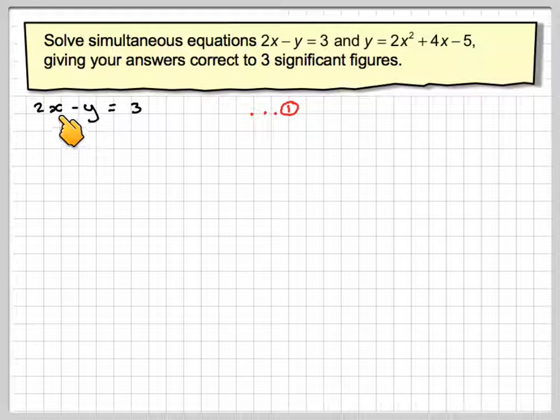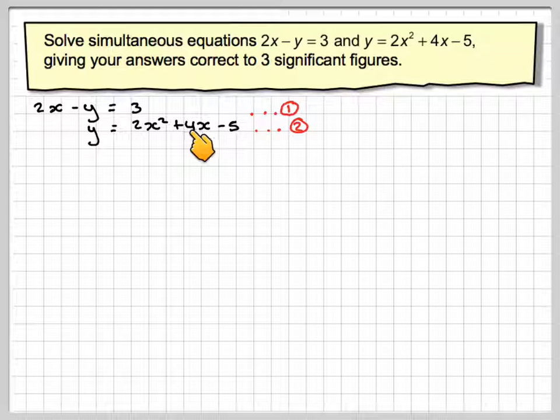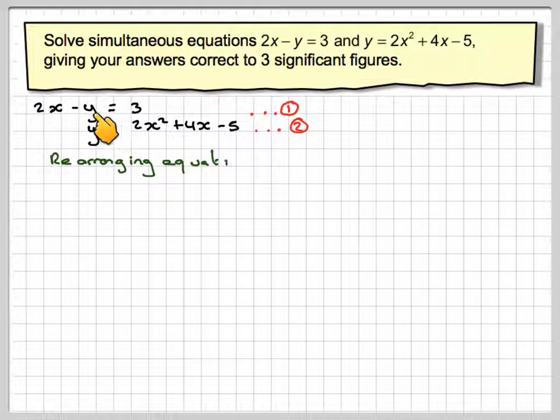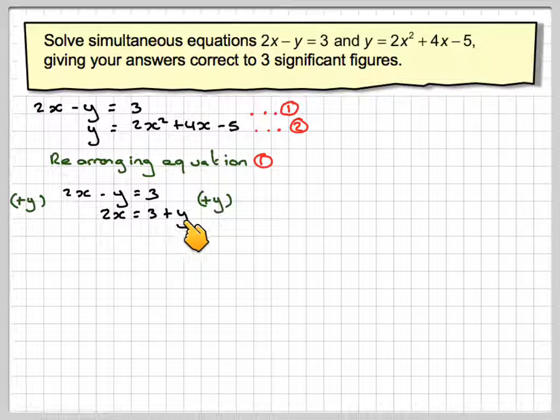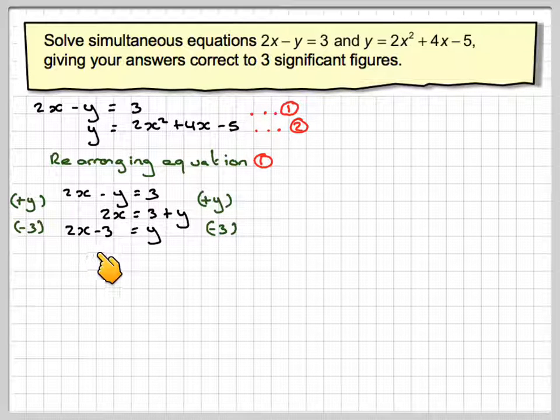So, writing down the equations, 2x minus y is equal to 3, call that equation 1, and y is equal to 2x squared plus 4x minus 5, we'll call that equation 2. Now, from equation 1, we need to rearrange it so that y is the subject. We've got 2x minus y is equal to 3. Adding y to both sides gives 2x is equal to 3 plus y. Then subtracting 3 from both sides, we get 2x minus 3 is equal to y.